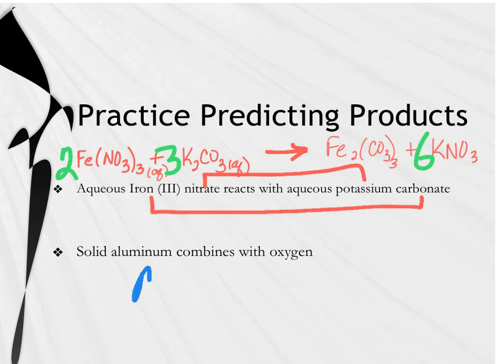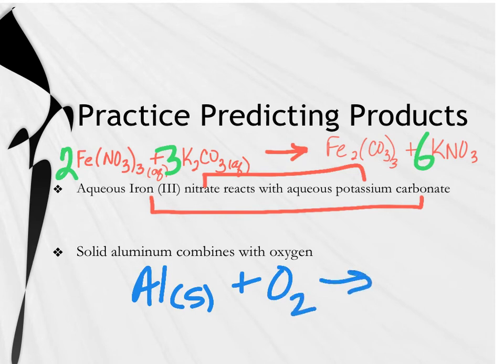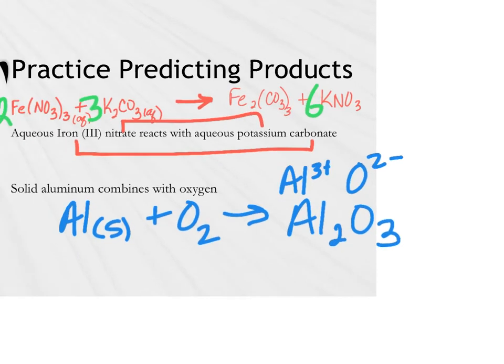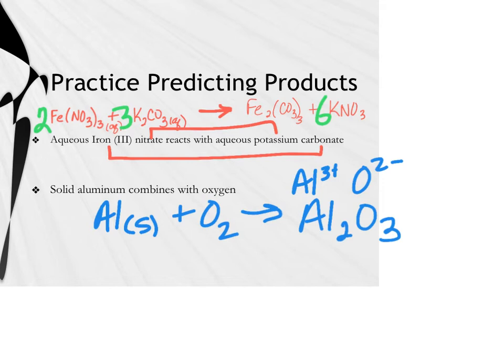Solid aluminum combines with oxygen. Okay, we have to write the formula for aluminum and oxygen together correctly. So remember, aluminum is Al3+, oxygen's O2-, so this becomes Al2O3. So don't worry about what it looked like on the left side. Write your formulas correct based on the ions. And then to balance it, we're going to put a 2 here, a 3 here, and a 4 there, and it's all balanced now.